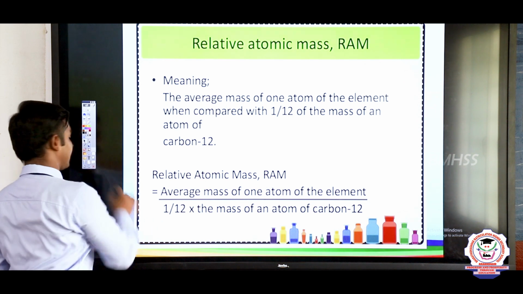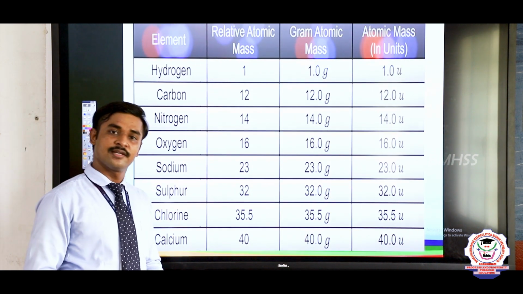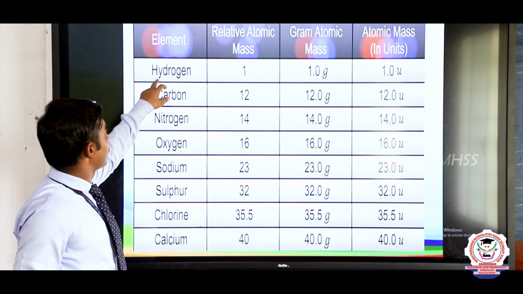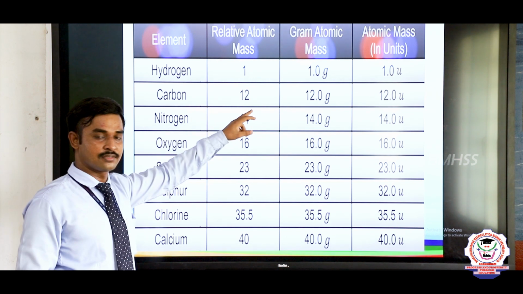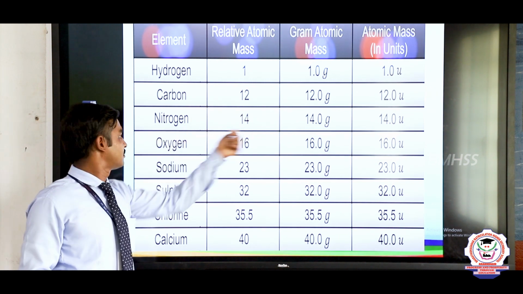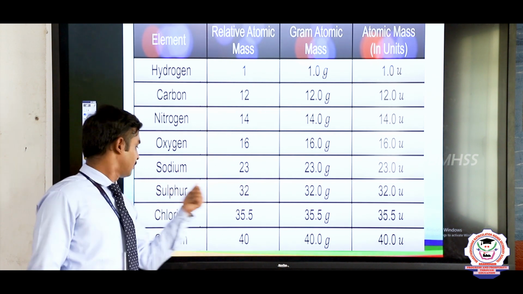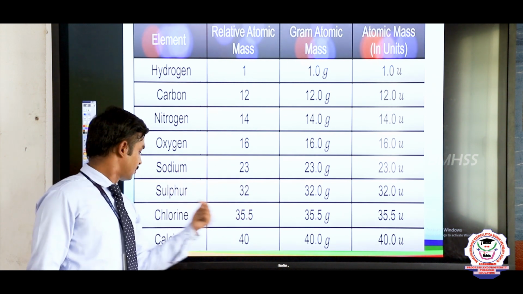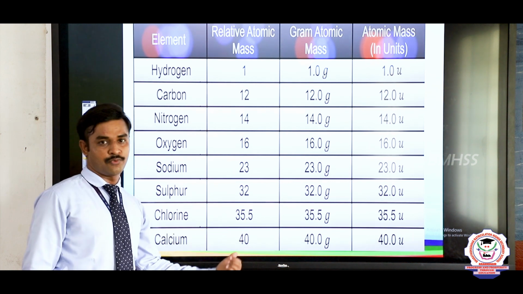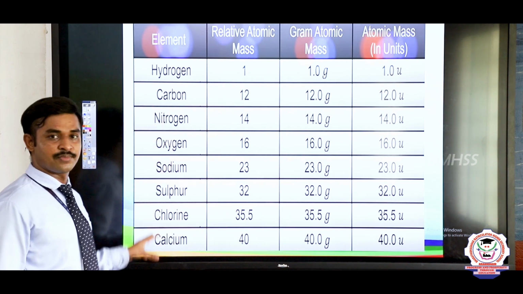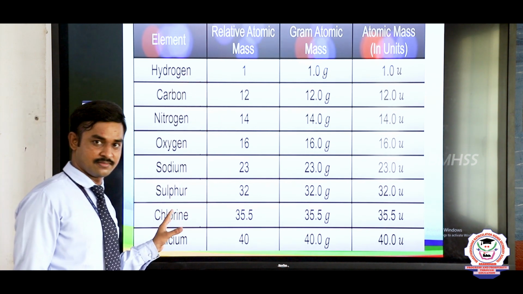For example, here I give some relative atomic masses for some elements. For hydrogen, the relative atomic mass is 1, for carbon 12, for nitrogen 14, for oxygen 16, for sodium 23, for sulfur 32, for chlorine 35.5, for calcium 40. These are the important elements. You need to memorize the values of relative atomic mass for these elements.